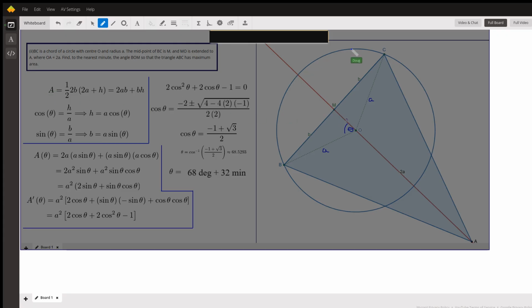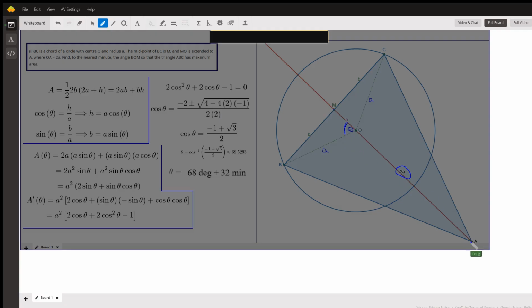Okay, here's a diagram of what's happening. We've got circle O with the chord BC, midpoint M of that chord, and we're extending MO so that the length from O to A is twice the radius. We want to find the angle theta right here that maximizes the area of the blue triangle ABC. So can we find a formula for the area of the triangle based on theta?